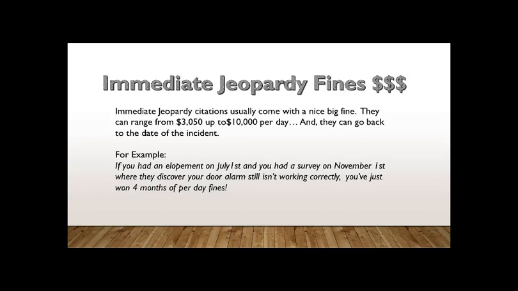A good example, elopement. The resident leaves your building on July 1st, survey came in on November 1st, and they discovered that your door alarm still isn't working correctly, and it started July 1st. November 1st, they found that you'd done nothing with it. So that's 4 months where they can say your residents were in immediate jeopardy for elopement, so the Wander Guards weren't able to trigger or whatever, and we can give you a 4-month per day fine. So that can quickly add up. So that's your immediate jeopardy.